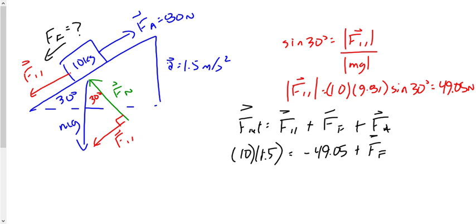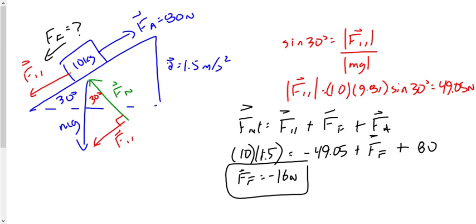FF, I know that that's a negative value, but I'm not going to write it in as negative right now. I always wait till I plug in numbers to plug in negative or positive. If I'm solving for this variable, then I'll just let the equation tell me whether it should be negative or positive. FA is 80. Negative 49 plus 80 gives me about 30.95. 15 on the left side, subtract 30.95 gives me a force of friction of negative 16 newtons. We predicted that it should be negative, down the hill, and sure enough, it was down the hill.